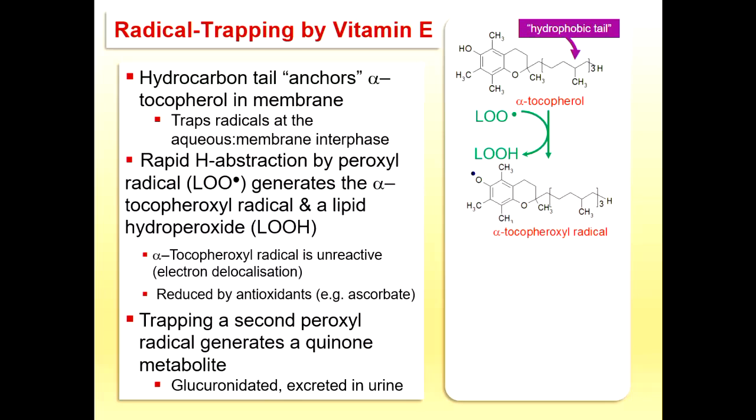And as with some other free radical scavengers in vivo, it can attack another peroxyl radical and undergo a further oxidation to form a quinone metabolite. So this para-quinone structure here is the ultimate product of trapping 2 electrons by tocopherol. And this can be found in urine. The quinone undergoes glucuronidation and is excreted in urine, so it's a potential biomarker. Not much of it there, but you can find it.